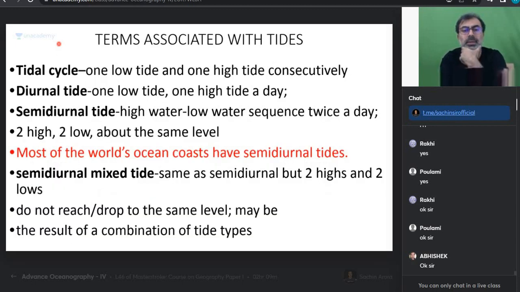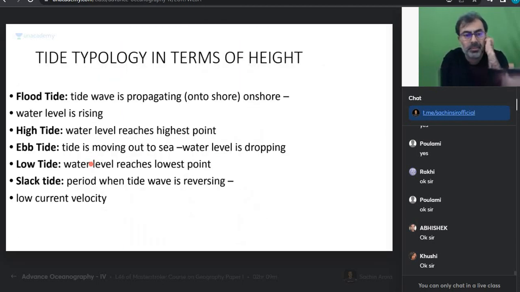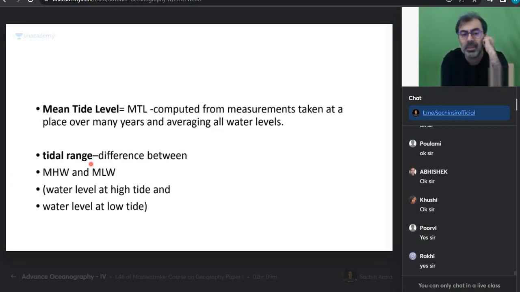Astronomical high tide, terms associated with tide, tidal cycle, diurnal tide. I think if you go through these terms, then it will be better for me to explain. Let me not hurry it up. Okay? Flood tide, high tide, ebb tide, low tide, slack tide. If you did not know, everything is covered in the slide. As I said, no material requirements. I will complete them. What is the tidal range?